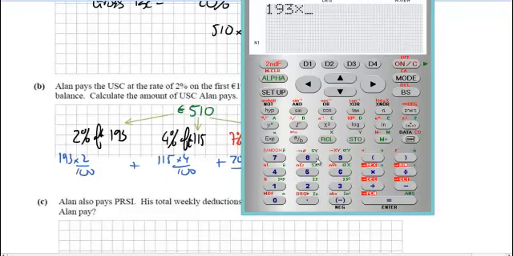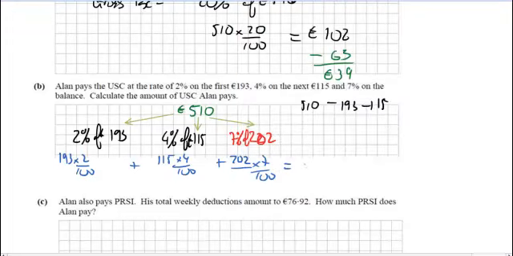193 times 2 divided by 100, plus 115 times 4 divided by 100, plus 202 multiplied by the percentage, which is 7, divided by 100, and we get a total amount of €22.60. So his total weekly deductions amount to this.